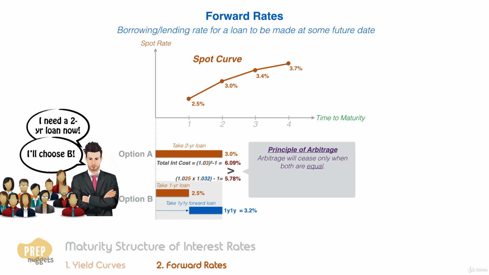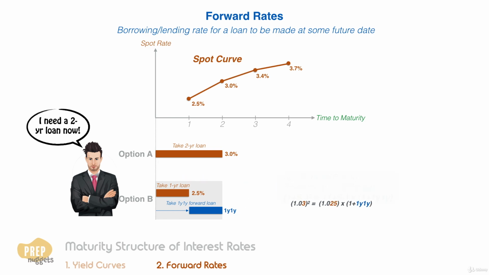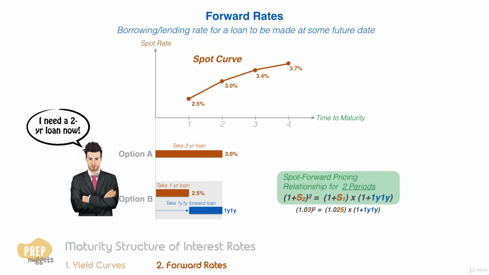Arbitrage will only cease when both options have equivalent interest costs. If we solve for the forward rate, we find that a 1-year into 1 year rate of 3.5% will make the expected borrowing cost equal for both options. Arbitrage opportunity ceases, and investors should be indifferent between the two options. Here we've learnt the pricing relationship between forward rates and spot rates for 2 periods.